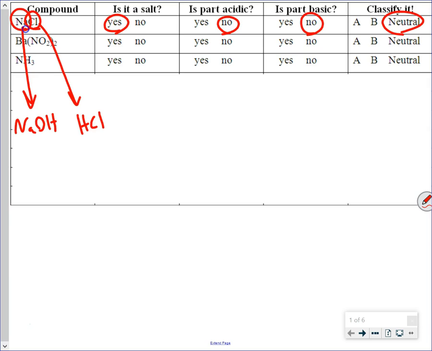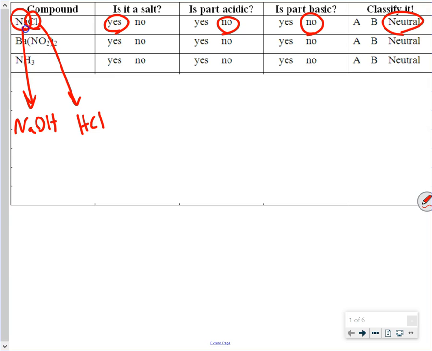So as we go through, essentially we're going to break all of these salts in half. We look at the cation, consider what base it came from. We look at the anion, consider what acid it came from. When cations and anions come from strong species, they will have no effect on pH. When cations or anions come from weak species, they will have an effect on pH.